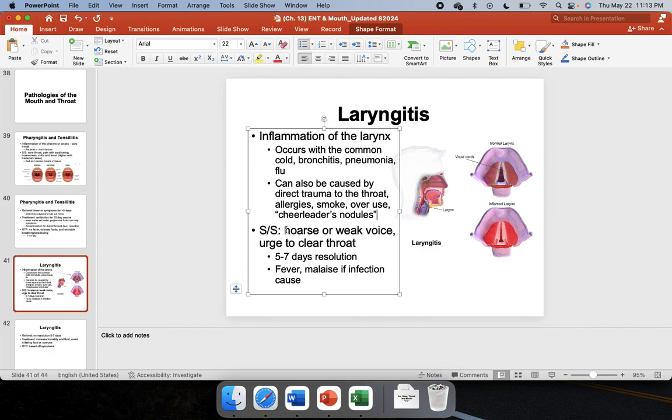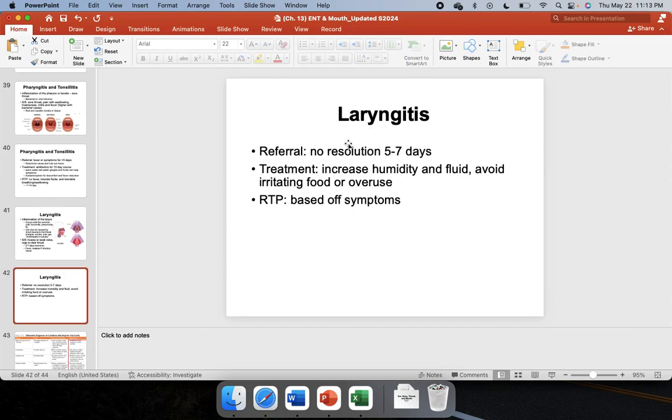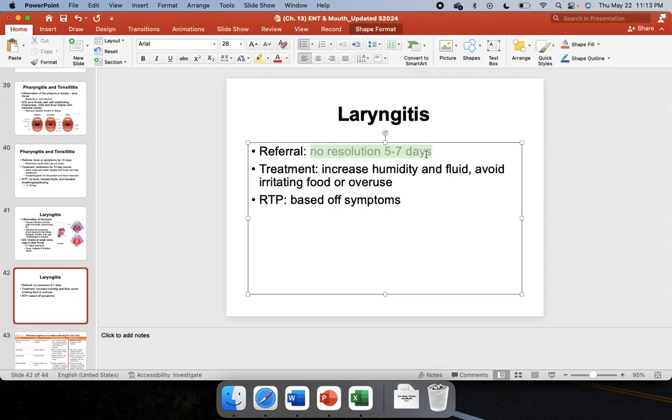Okay. Signs and symptoms: a hoarse or a weak voice. Sometimes it'll deepen. Usually resolves pretty quick. I think most of us have experience with laryngitis. Only problematic in athletes if we notice a fever. Okay. And then what do we do if it goes on for a long time and there's no resolution? We refer. Okay. So we might try to increase fluids. We might try to increase humidity of a relative location. Avoid things that are causing the problem, and then hopefully they can return to play pretty quickly.